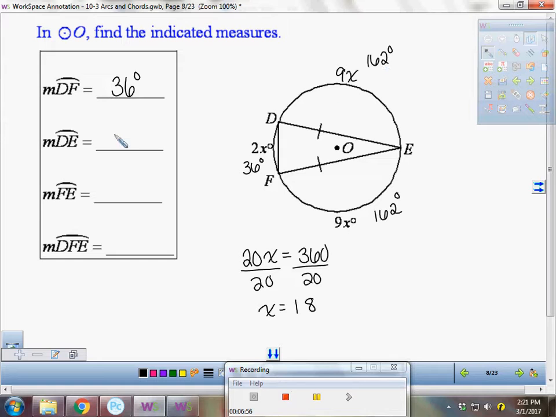DE is 162. FE is 162. And DFE, that means I would have to take the 162, because that's this part right here, and add that to this part, which is 36. And when I do that, DFE, that gets me 198 degrees.